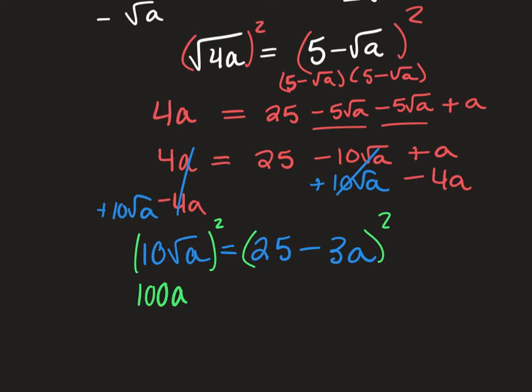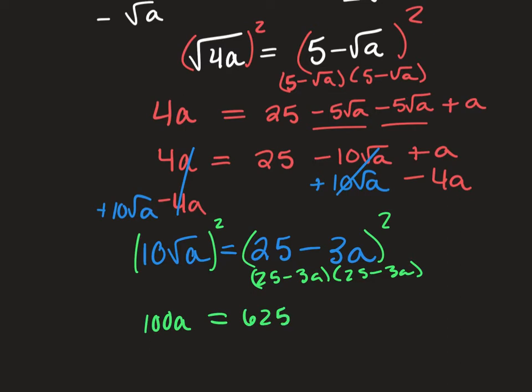So then, again, we have to FOIL that. So I'm going to move that down a little just so I have some more room. So then 25 times 25 is 625. And then 25 times that is 75a minus another 75a plus 9a squared.